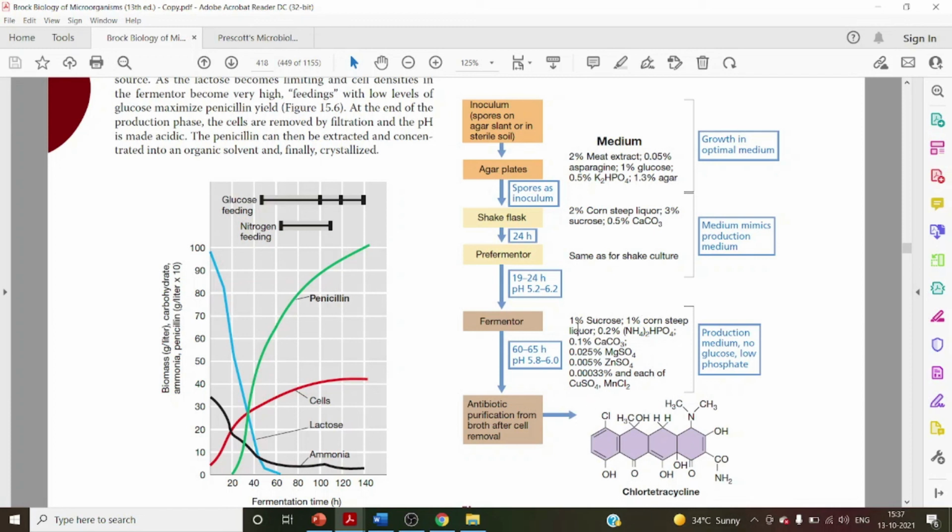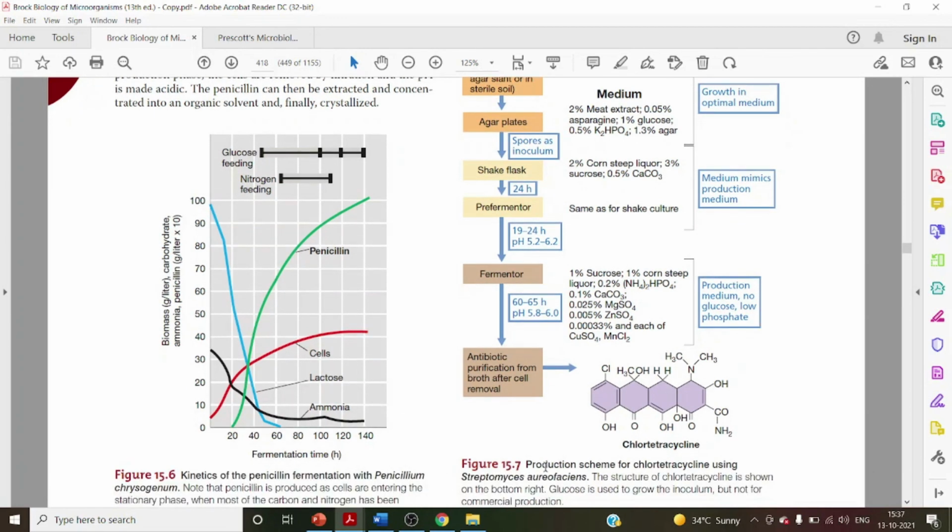So in the production medium, even the small scale medium, sucrose is taken, not glucose, and phosphate concentrations are also kept low. After 60 to 65 hours, the cells are removed and the antibiotic is purified from the broth, and you get your chlortetracycline. So this was about the production scheme.